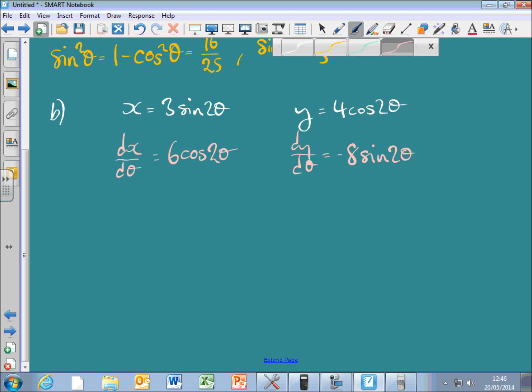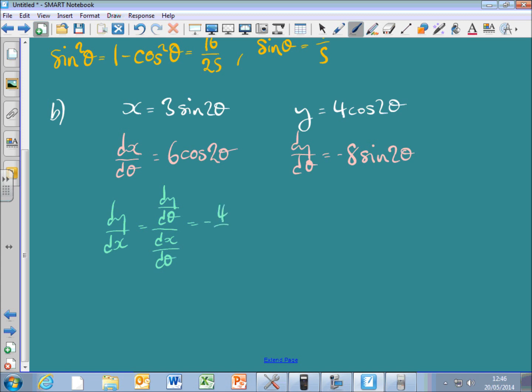And dy/dx, what we're after, it's going to be dy/d theta divided by dx/d theta. And dy/d theta is minus 8 sine 2 theta, and this one's 6 cos 2 theta, so this is going to be minus 8 over 6, which is minus 4 over 3 sine 2 theta over cos 2 theta. So there's the equation for the gradient dy/dx in terms of theta.